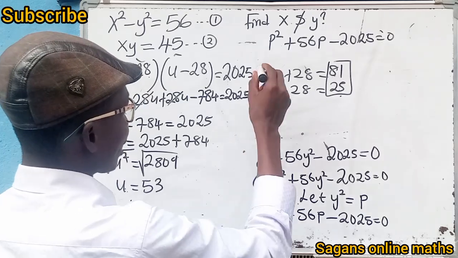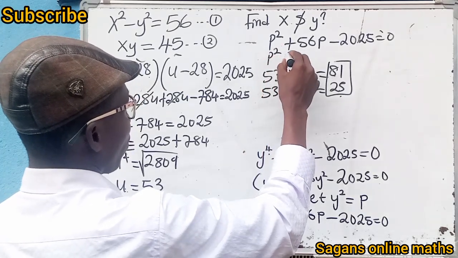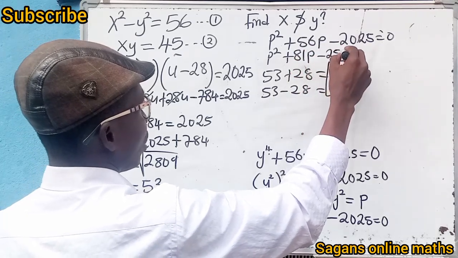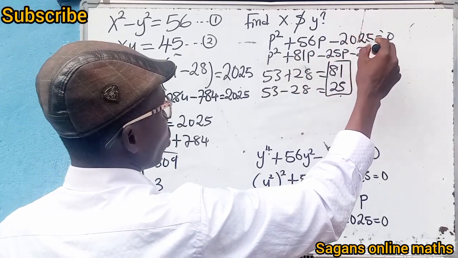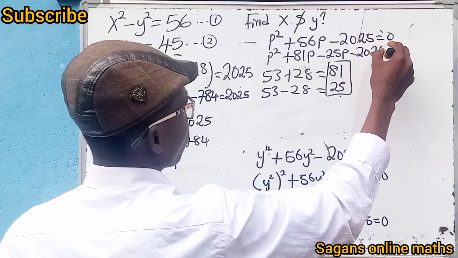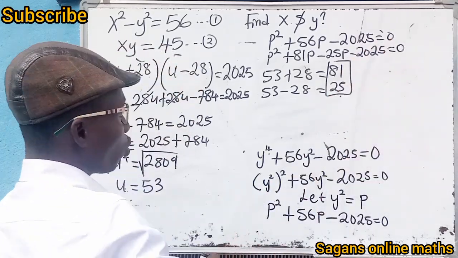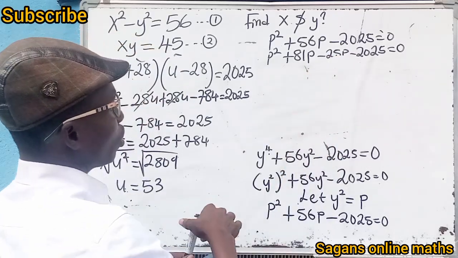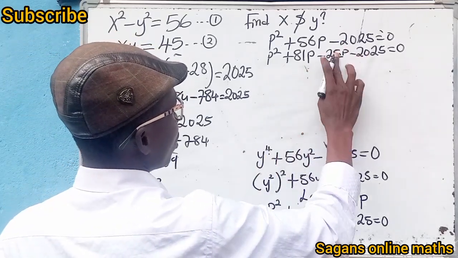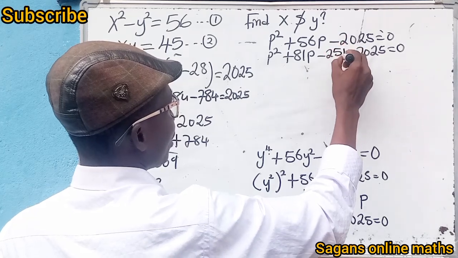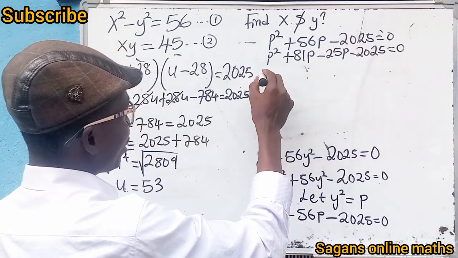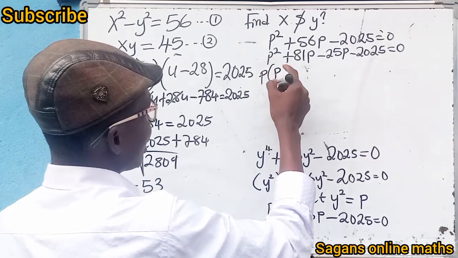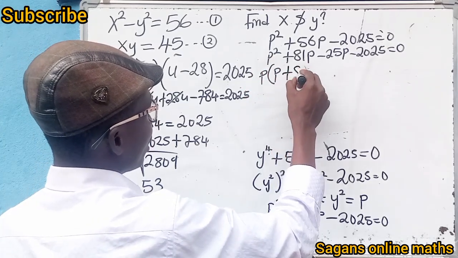Correct. So we can write that this is p square plus 81p minus 25p minus 2025 equals 0. All right, that's good. So I can remove this from here. So this is 25p, right? So what is common here? p is common. Now p into p squared divided by p gives us p. Then this divided by p gives us plus 81.